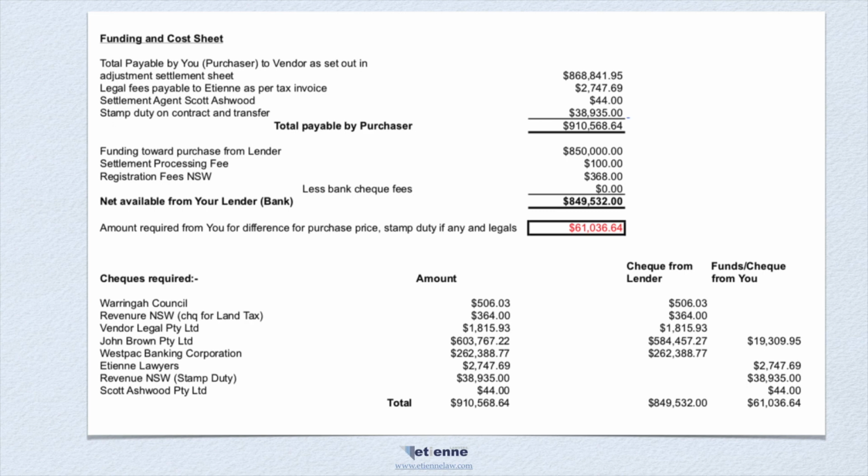Provided the checks add up to the amount that you have to pay, which in this example is $868,841.95, plus any amounts for legals and stamp duty, then you're not paying any more than you're required, and therefore it doesn't matter how or to whom the vendors want their checks drawn. Now you have an understanding of what the purpose of a settlement sheet is for. We explain how the figures in a New South Wales settlement sheet are obtained.